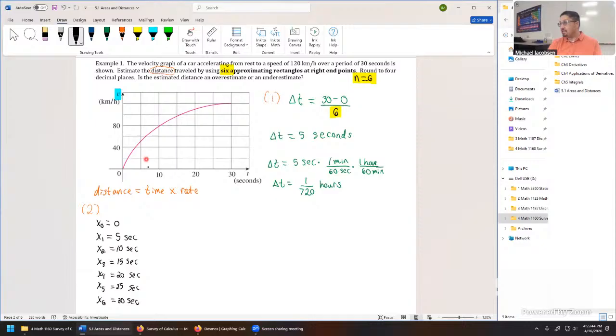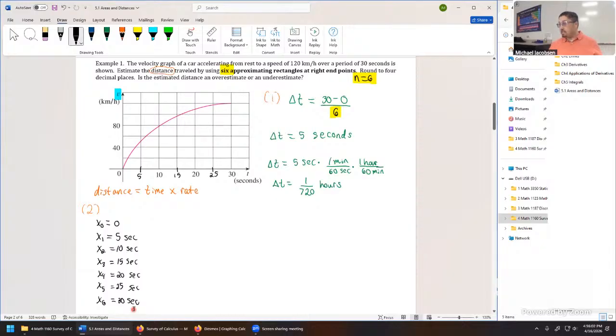Really, we're just going unit by unit here, ending on the 30 seconds, which is giving us where the curve terminates right at this point. So those are our endpoints altogether.